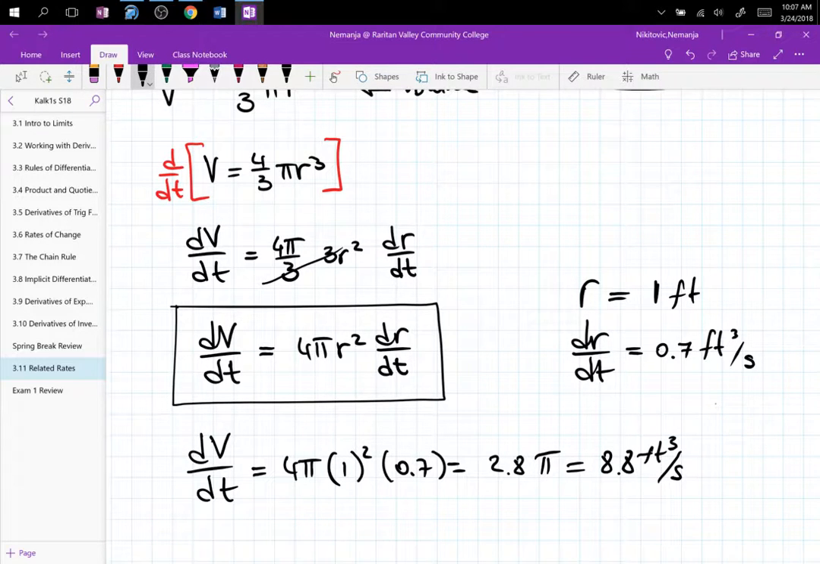So this is it. Now they also have another example of the inflating spherical balloon, you know, or like the weather balloon. I don't particularly like those because it freaks people out.